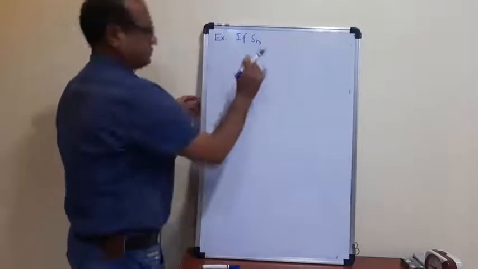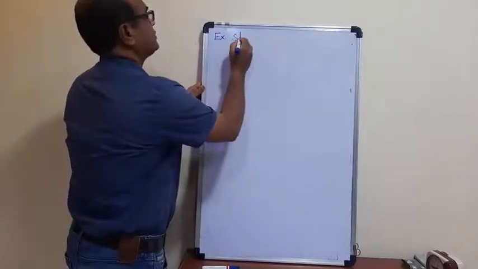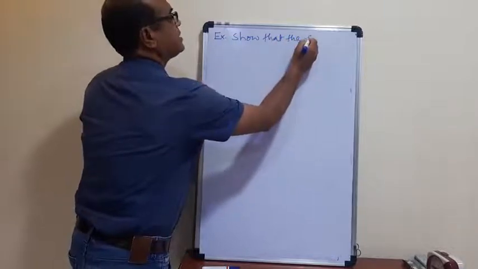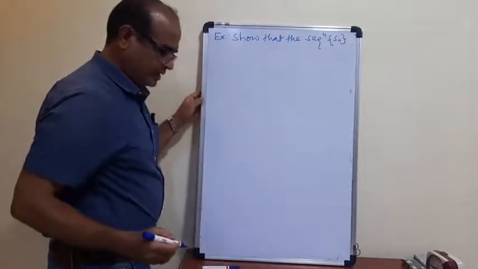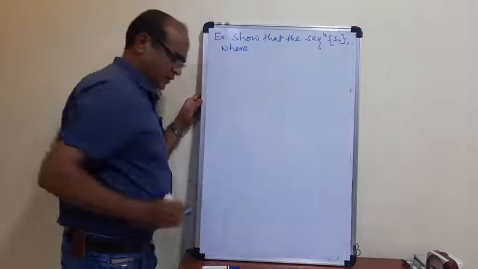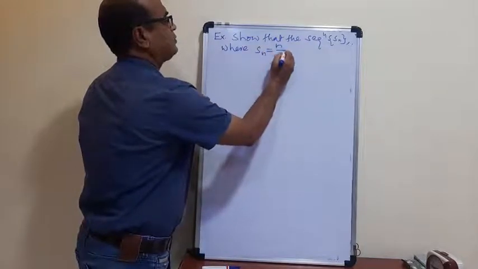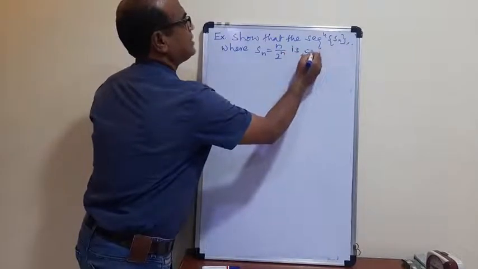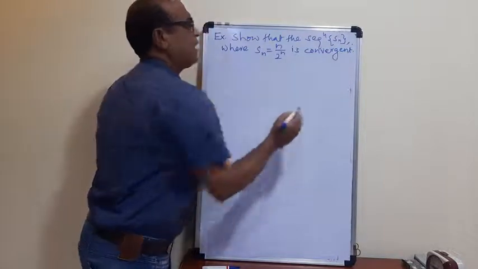Show that the sequence Sn, where Sn is equal to n upon 2 raised to n, is convergent. So this is one more simple example we have taken here.